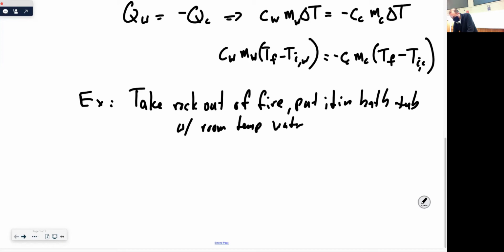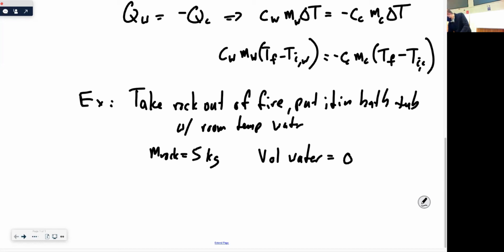So here's some data. The mass of the rock, pretty big rock, we'll call it 5 kilograms. Decent sized rock. Volume of the water. Yeah, how much bath? Well, we wanted to get warm, so let's not make our bathtub too big. This is not going to be one of those giant jacuzzi ones. Let's say it's 0.2 cubic meters. It's going to be a pretty sparse bath, but you know, we're living in primitive times.